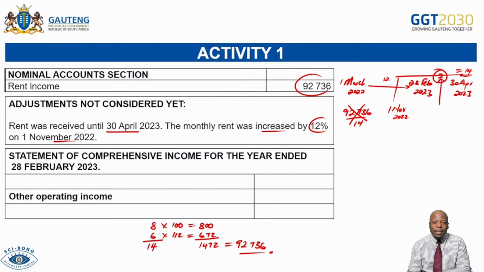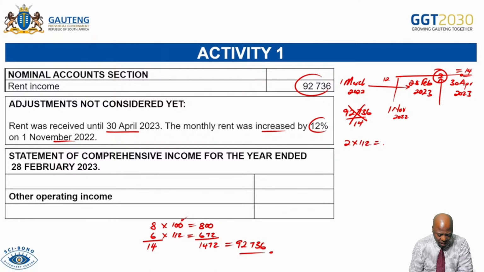Remember the months beyond February, which are March and April. So I want these 2 months. But for these 2 months, are we paying the 100% or the 112 after it has increased? We are paying the 112. So it is 2 months with an increase, so it is 2 times 112.